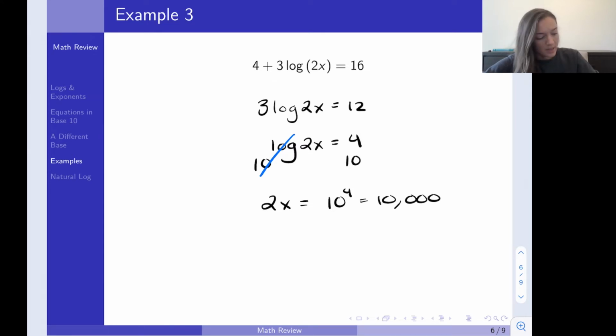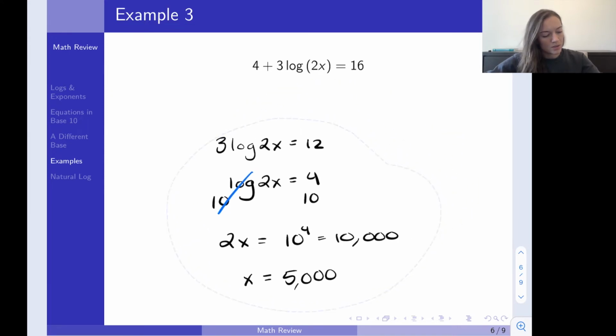So I'm going to divide both sides by 2, and I get x is equal to 5,000. Now for this one, if you wanted to, like in the beginning, you could go ahead and exponentiate right here, and then break this up into 10 to the 4 and 10 to the 3 log 2x and solve your equation that way. You could do that, but to me that's a lot more complicated. You've got a lot of exponents floating around.